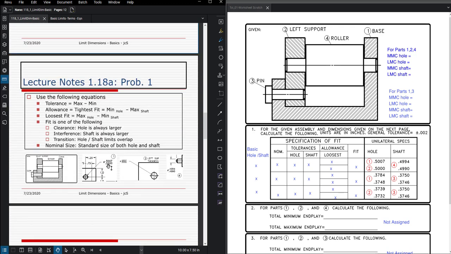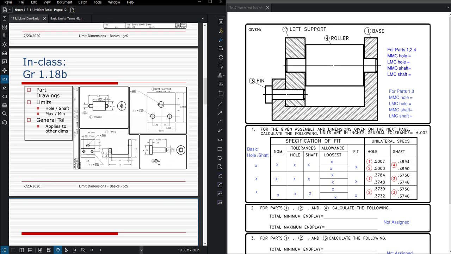For the worksheet then, we're going to take a look at and do some calculations to find some terminology related to the limit dimensions that are given here. So first thing, let's look at the worksheet over here and make sure we know where all these numbers are coming from. So for example, for the first row, where we're trying to get the holes in the roller to line up with the holes in the left support and the base. And the critical dimensions are the holes need to be between those limits. The shaft needs to be between those limits.